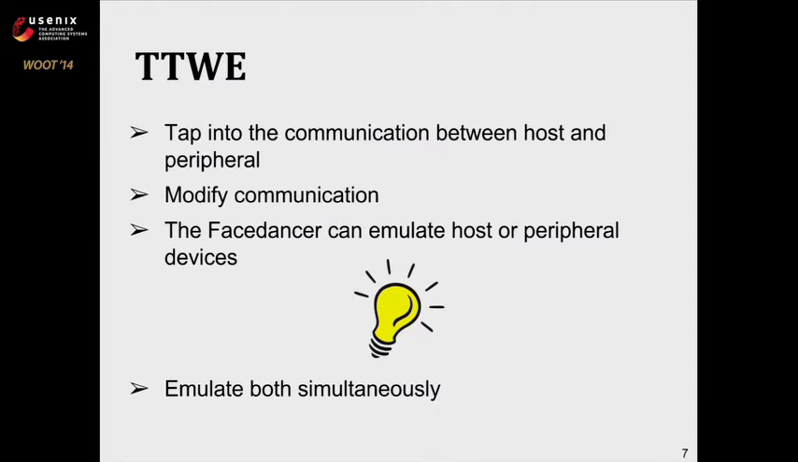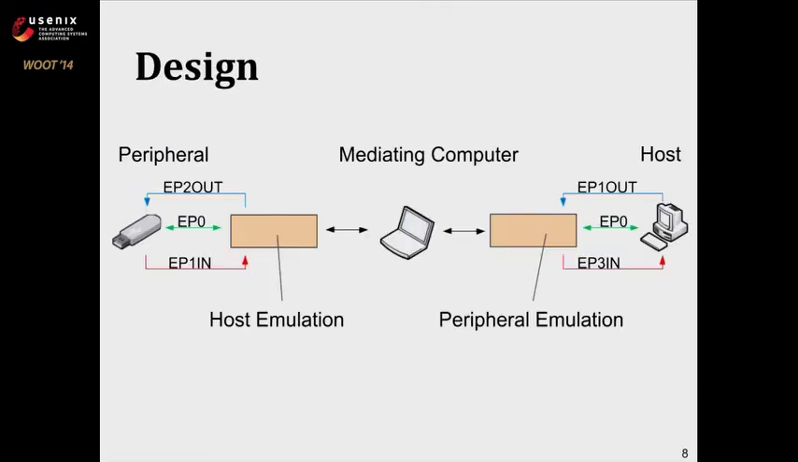So what's TWE about? Well, this lets you tap into this communication channel between host and peripheral. It lets you modify it. And the basic capability comes from the fact that with one Facedancer device, you can emulate either a host or a peripheral, but not both at the same time. If you have two, you can try to emulate both simultaneously. So would this idea work? And that's what this design is about, and it does work.